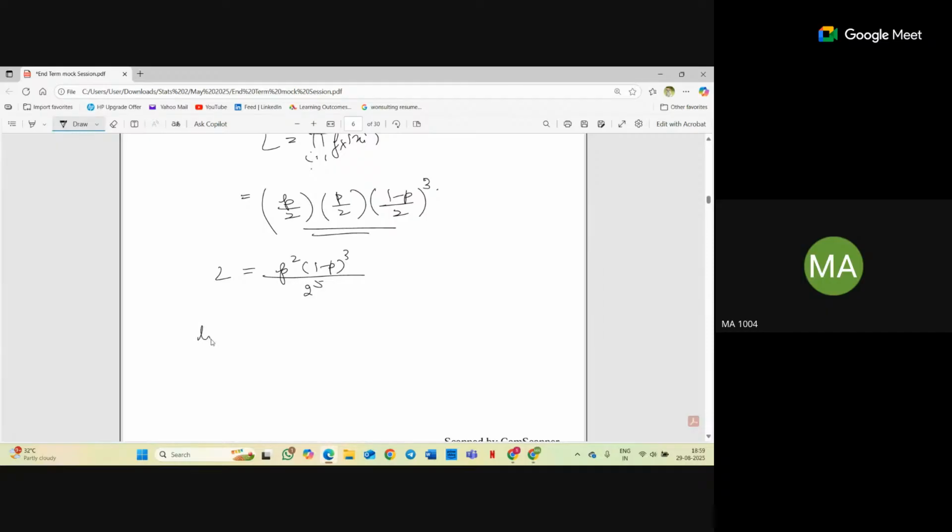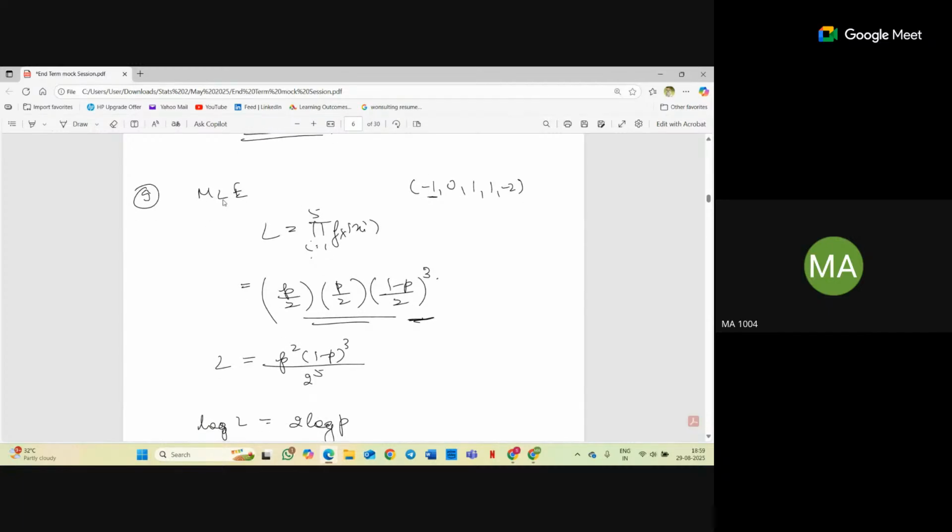Then next we will be taking the log. Can you please explain the second line? Yes, ma'am. I just took the probability. For minus 1 it is P by 2. For 0 it is 1 minus P by 2. Then for 1 it is 1 minus P by 2, again for 1 it is 1 minus P by 2, and for minus 2 it is P by 2. I just multiplied all my probabilities for each of these samples.